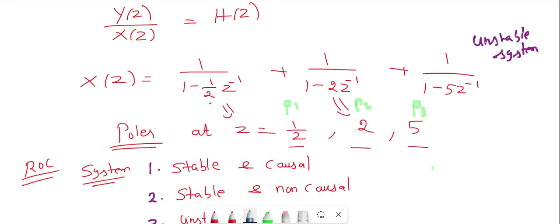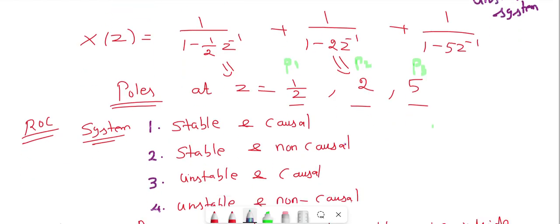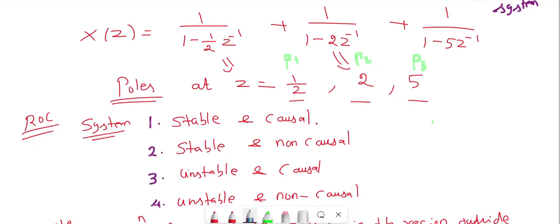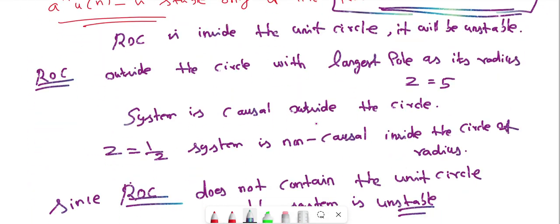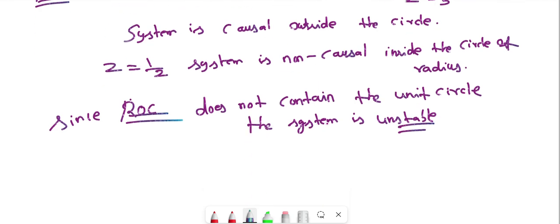If the system has multiple poles, the ROC will be outside the circle with radius the largest pole. Similarly, the non-causal case will be inside the circle of radius z equal to 1 by 2. Since the ROC does not contain the unit circle, you can say the system is unstable. These are the conditions you have to check to decide whether the given system is stable or not.